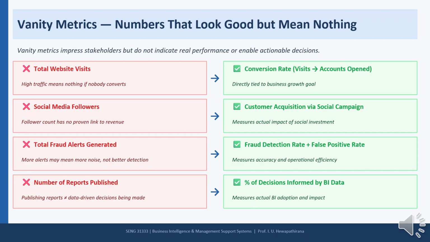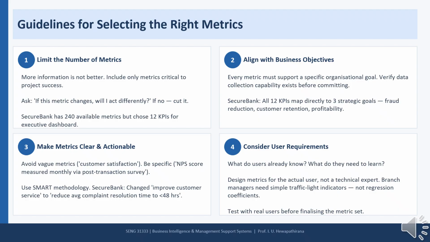The lesson here is straightforward. Always ask what a metric is actually for. If changing that metric does not change how the business behaves, it is probably a vanity metric. We close the metrics and KPIs section with 4 practical guidelines for selecting the right metrics for any BI project. The first guideline is: limit the number of metrics.